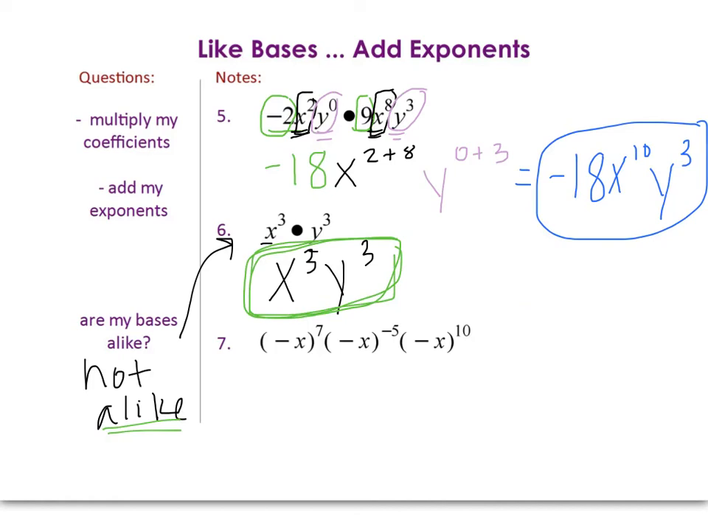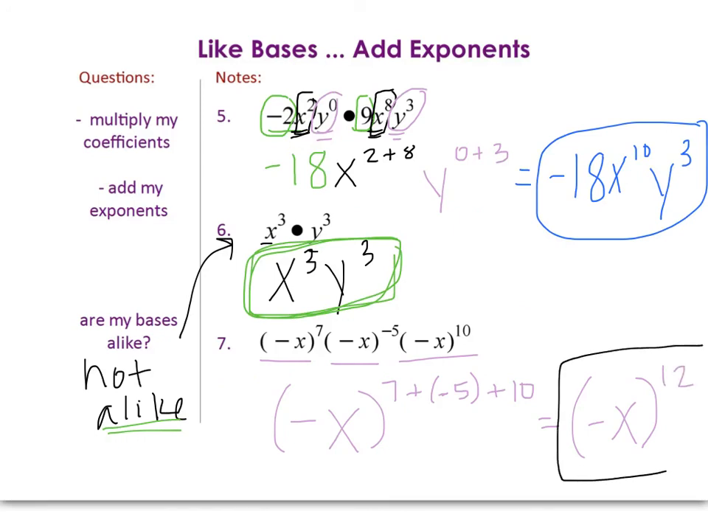Well, now I have negative x in parentheses to the 7th, negative x in parentheses to the -5, and negative x in parentheses to the 10. These are all the same base, so I write my base, I add my exponents, that's a -5, and I get negative x. 7 plus -5 gives me 2, plus 10 gives me 12. So my final answer is negative x in parentheses to the 12th.